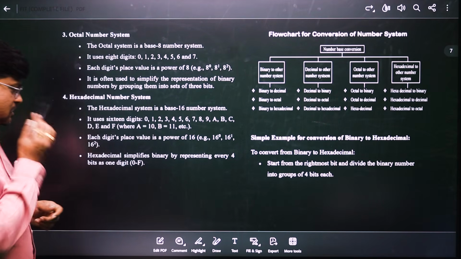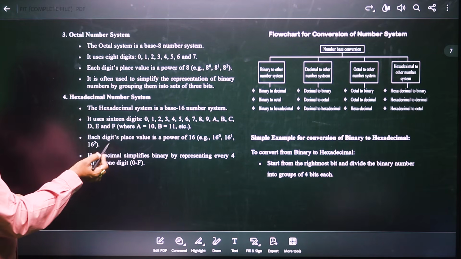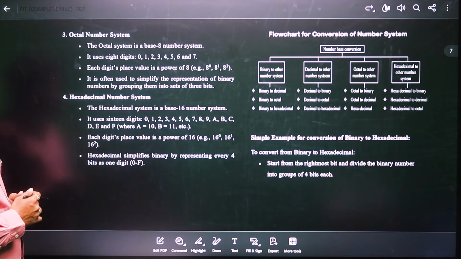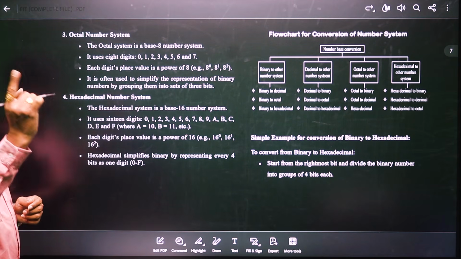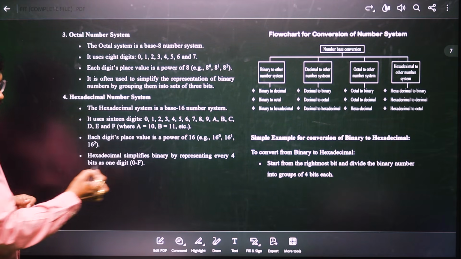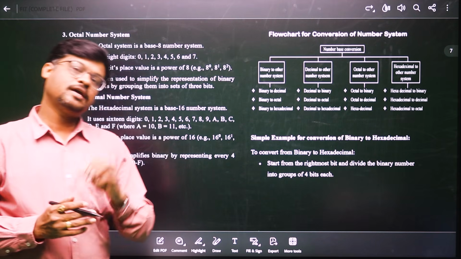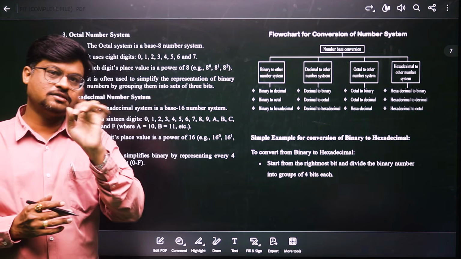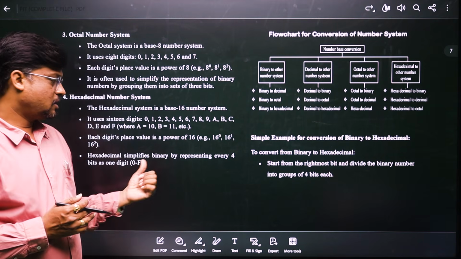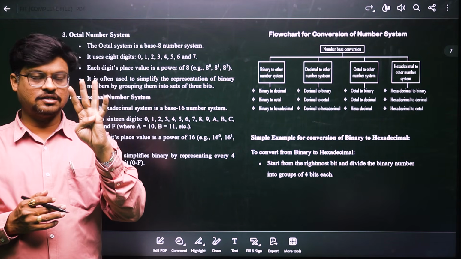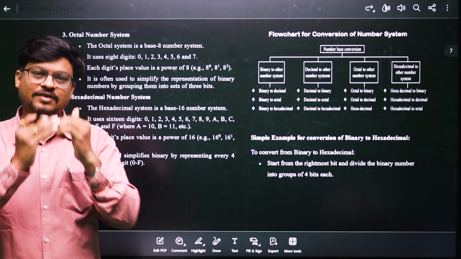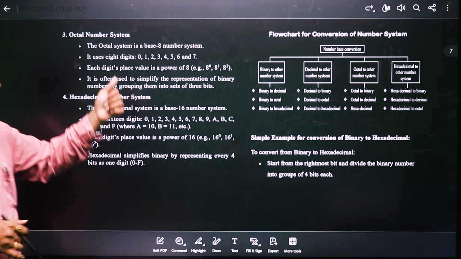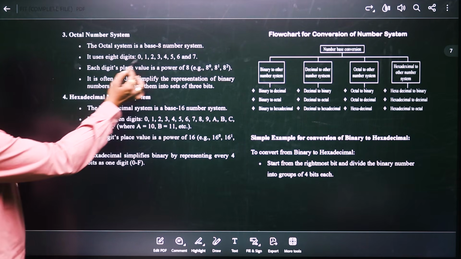In the same way in hexadecimal, we simplify the binary code. We represent every 4 bits as one digit, whereas in octal, every 3 bits is represented as one digit. So your binary data will be simplified. For that we use octal. Numbers are from 0 to 7.